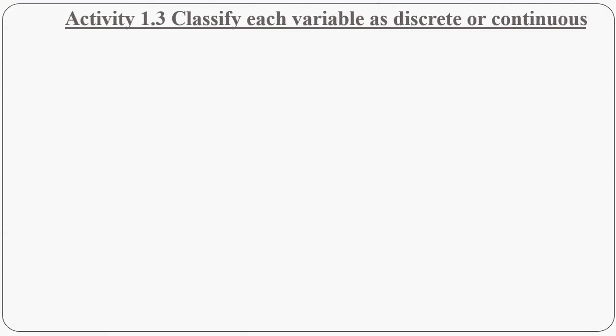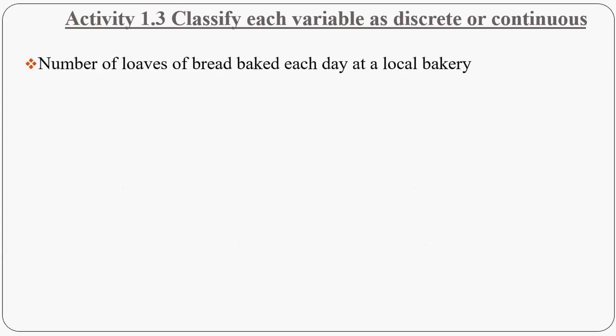Now I'm going to test you, dear students. You have to think clearly and tell me which example belongs to discrete and which to continuous. Let us see question number 1. Number of loaves of bread baked each day at a local bakery. The answer is discrete, because at the end of the day you can count how many have been sold.